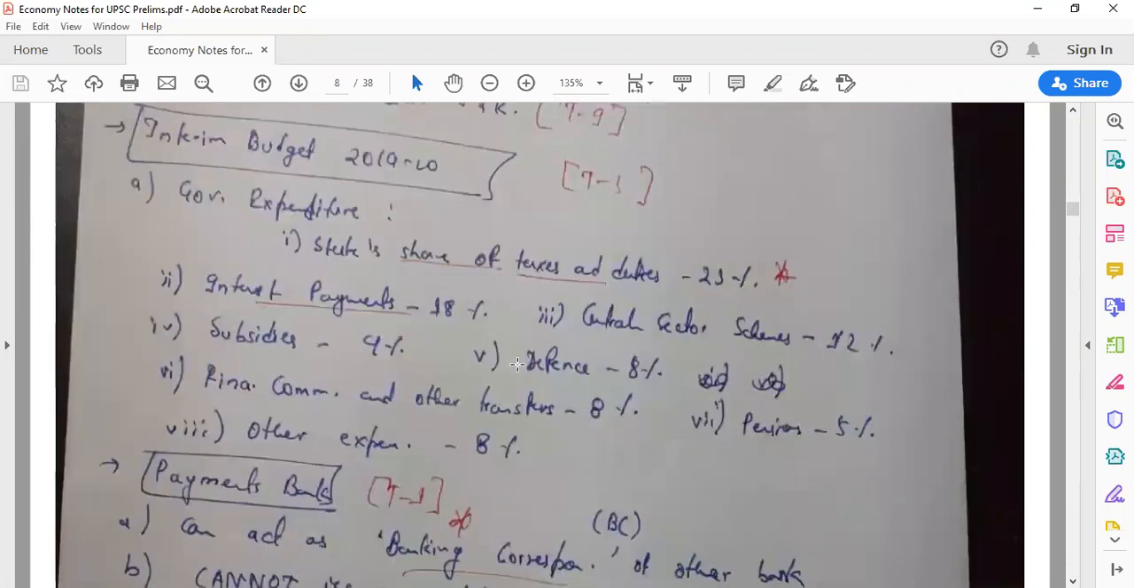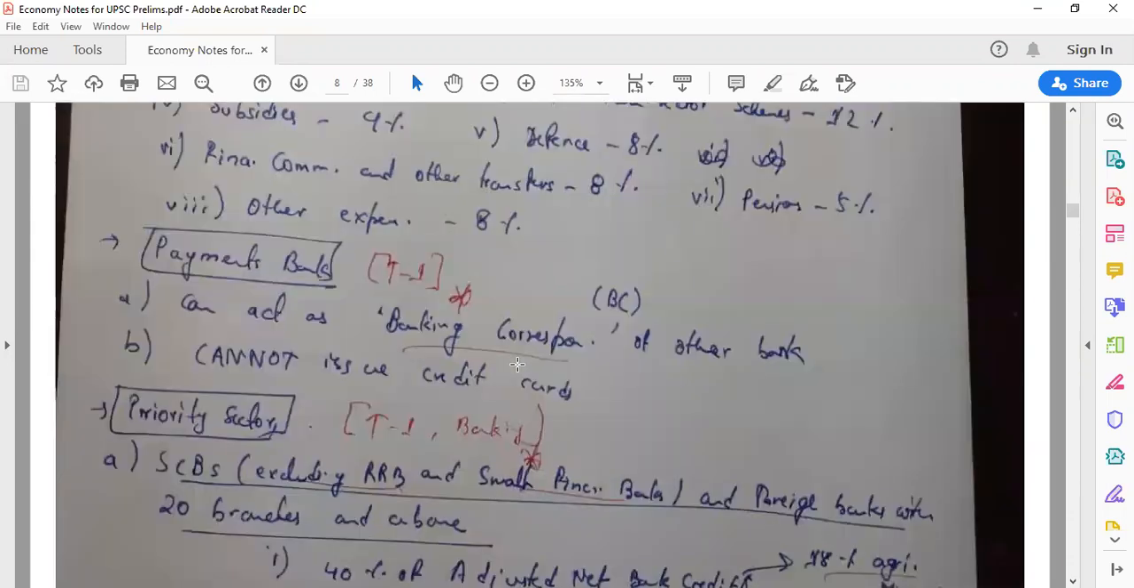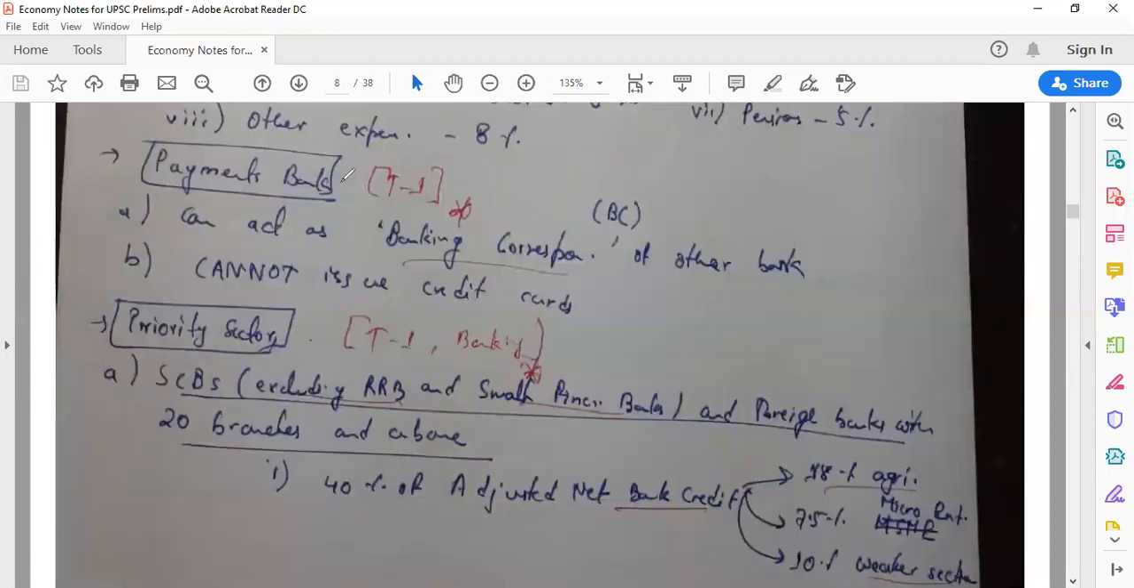Interim budget, no need. Now, payment bank. See, the thing is, payment bank, small finance bank, these are kind of niche banking. Niche banking means banking catering to a specific section. So payment banks cannot issue credit cards, they cannot issue loans, they can accept deposits up to only 1 lakh.